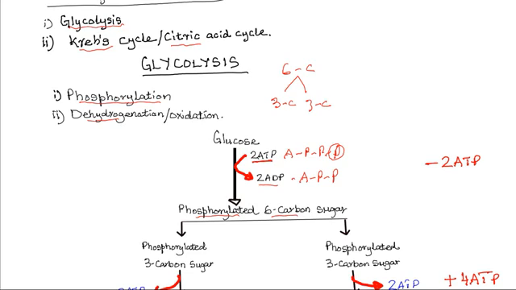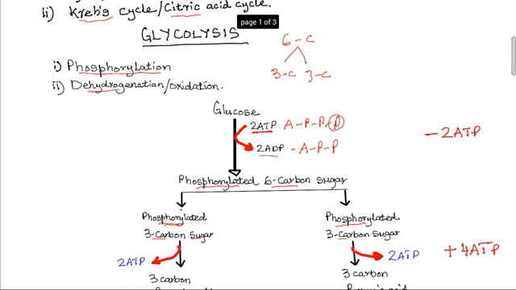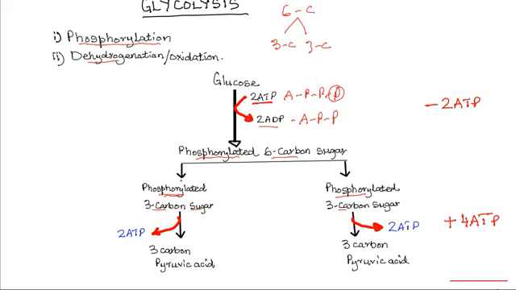This phosphorylated sugar is unstable and splits into 2 molecules, each having 3 carbon atoms. So each will be phosphorylated, but it will have half the number of carbon atoms as the original sugar molecule. So this is the phosphorylation process: addition of a phosphate from ATP molecules to activate the glucose. Then the glucose splits into 2 3-carbon sugars.